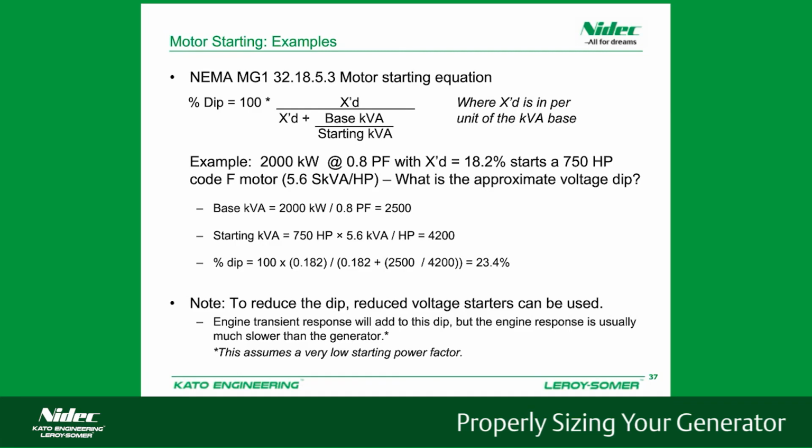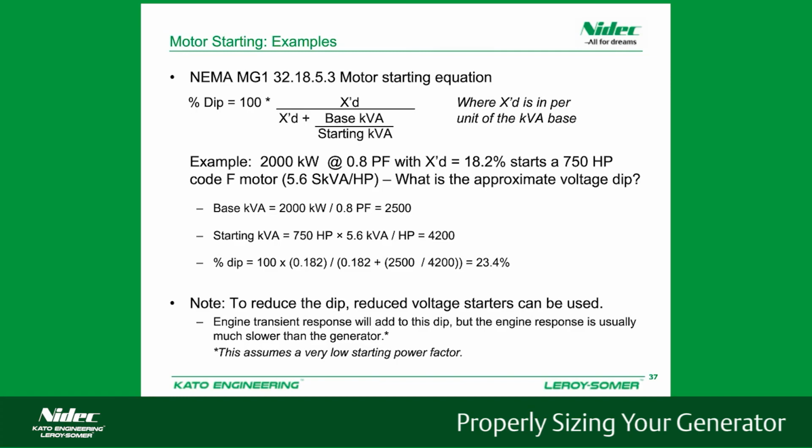Well, to fill in the variables in the equation, the base kVA is our 2000 kW divided by 0.8 power factor, so 2500 kVA. And our starting kVA is going to be that 750 horsepower times that 5.6 starting kVA per horsepower, which is 4200. We plug those into our equation and we see that our generator will estimate a dip of 23.4% when that motor is started.